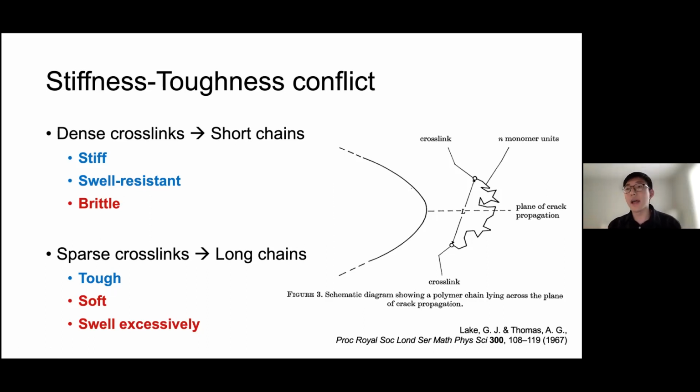So in our lab, I tried to make a tough hydrogel. I put a very limited amount of crosslinkers in the precursor, made the hydrogel and put it in water. And it swelled excessively, like a runny nose. I could not even handle the material. So there is a stiffness-toughness conflict. You cannot increase both at the same time.